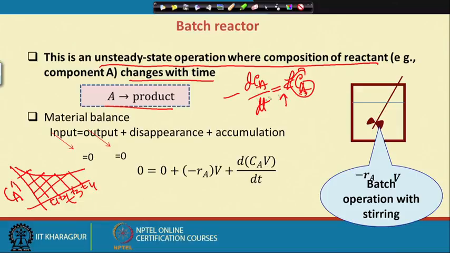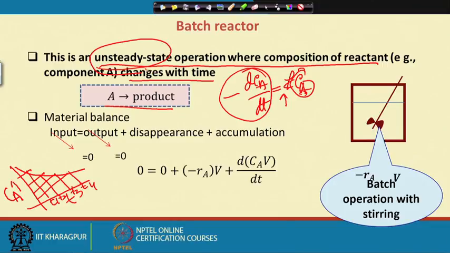As the CA value changes, the rate of reaction changes. Since the rate of reaction changes, we call it an unsteady state operation. Unsteady state means it is unsteady with respect to the substrate concentration. Substrate concentration is not uniform in the reactor. As time passes, the substrate concentration keeps changing with respect to time.